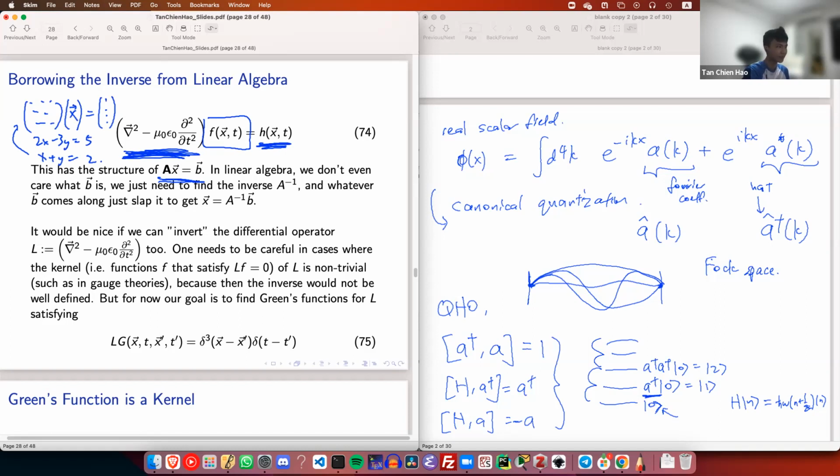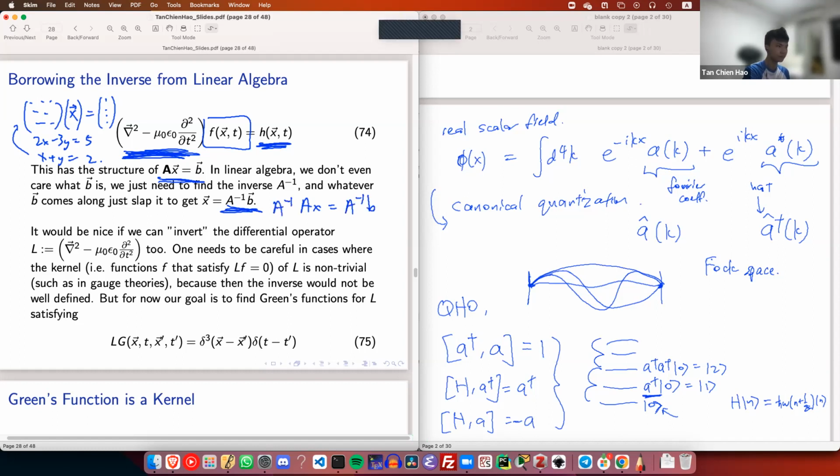What's cool is that, essentially, what do we do in linear algebra? In linear algebra, we just find the inverse of the matrix A, and now whatever b I give you, you just apply A inverse on both sides. So I have Ax equals b. I apply A inverse on both sides, on the left side.